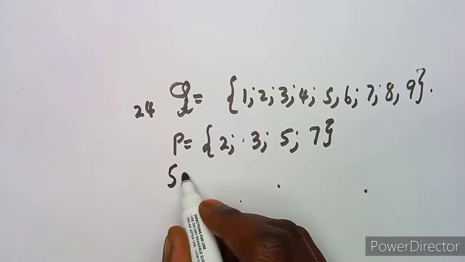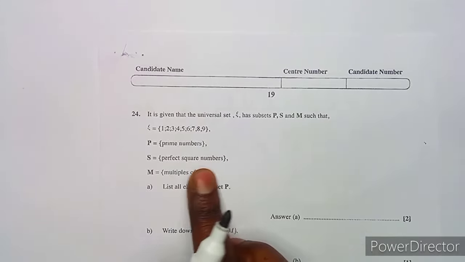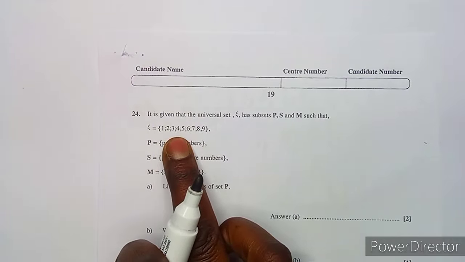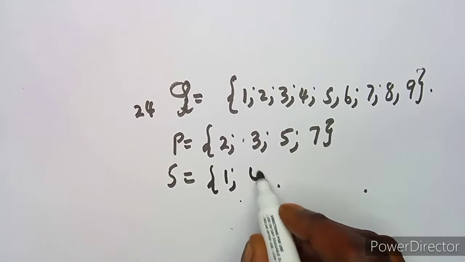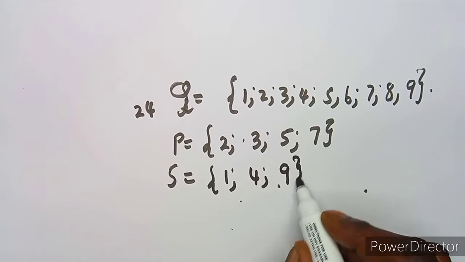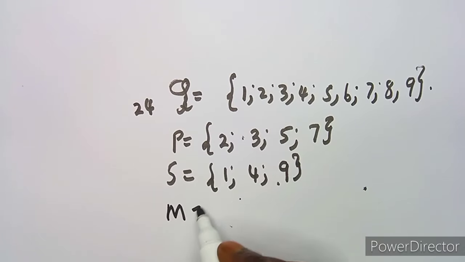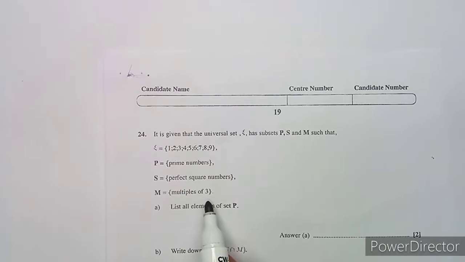Then you've got a set S, which is perfect square numbers. So you're talking of perfect square numbers, which are 1, 4, and 9. These are the perfect squares, the ones that, when you determine the square root, you're going to obtain a whole number. That's a perfect square. Then let's move on to M, which is multiples of 3.